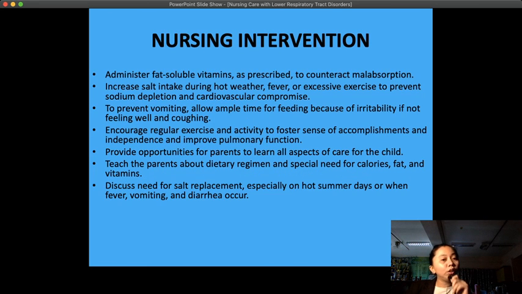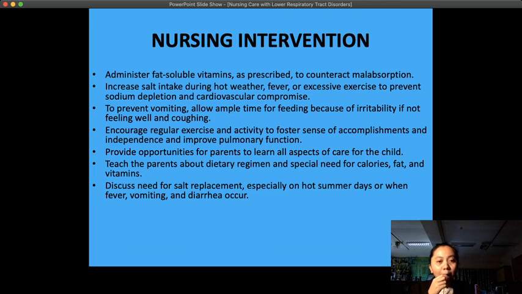Just don't forget that in cystic fibrosis, administer fat-soluble vitamins as prescribed to counteract malabsorption. Kasi kahit gaano kadaming pagkain ang ipakain mo, sira na ang pancreas. So, there is malabsorption of food. So then, ADEK is administered just to help the body absorb some nutrients. Okay, so increase salt intake during hot weather, fever, or excessive exercise to prevent sodium depletion and cardiovascular compromise.